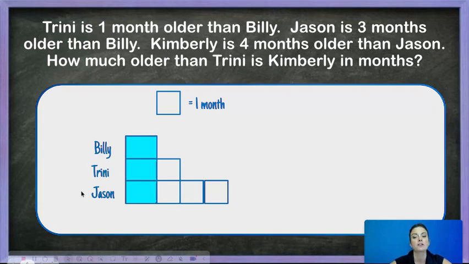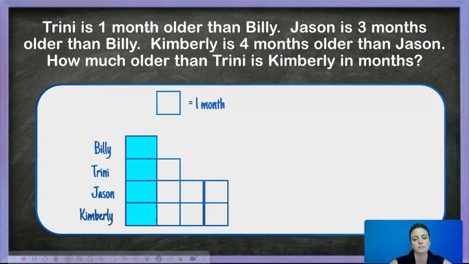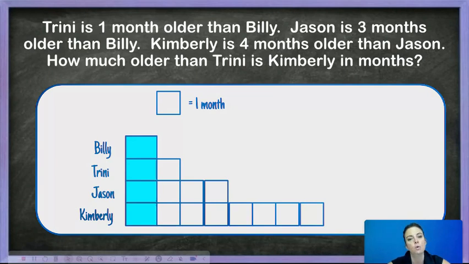Kimberly is 4 months older than Jason. So we're going to do Kimberly. There's Kimberly. She's the same age as Jason plus 4 months. So 1, 2, 3, and 4. Okay. The question is, how much older than Trini is Kimberly in months? So now I'm just counting. Remember my key that I made for myself. Your key might be different. You could do it with M's, with stars. I chose boxes because it tapped into what I already kind of knew.